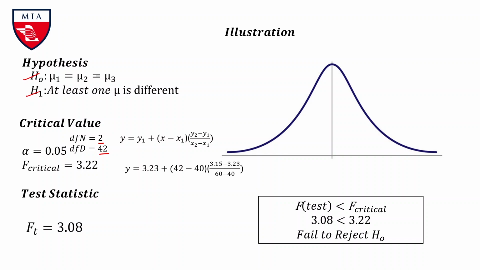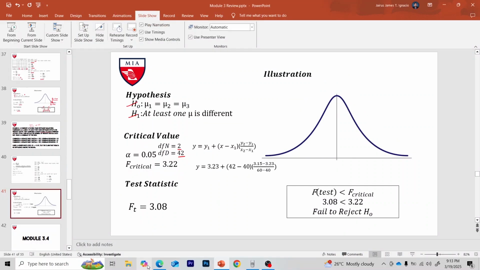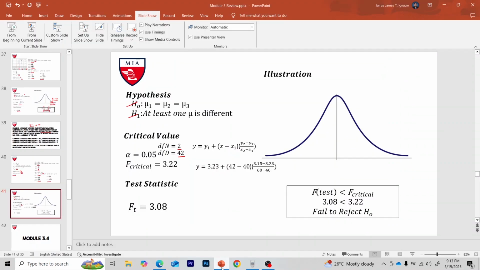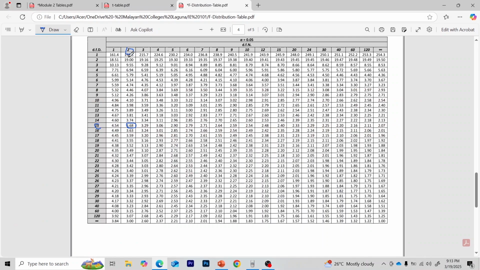So let's look at the F distribution table, if the following DFNs are available. So our alpha is 0.05. Okay. So we have DFN. So our DFN is 2. So we have 2 here. Okay. And our DFD is 42. So there is no given DFD. Okay. So how can we solve a certain value if there is no given DFD?